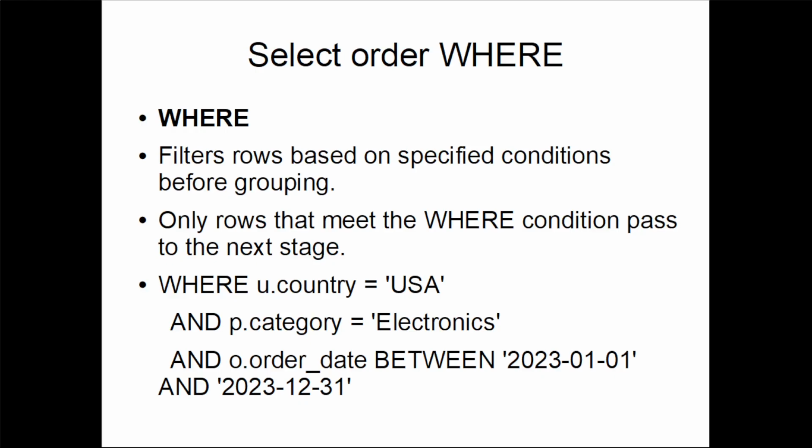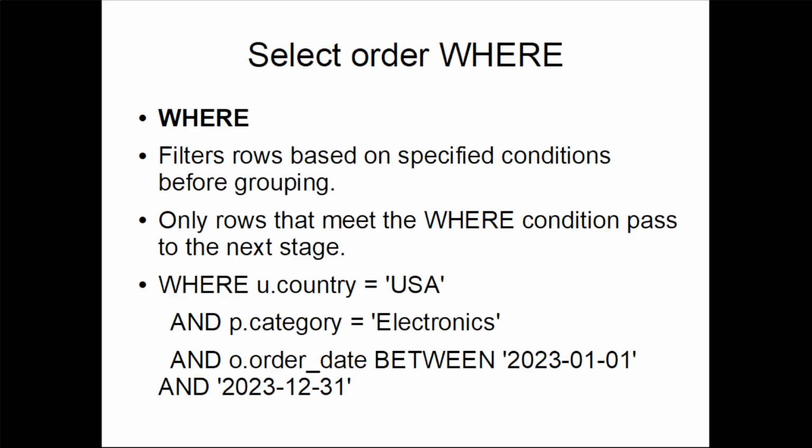Example: where u.country equals USA, and p.category equals electronics, and o.order_date between January 1, 2023 and December 31, 2023. The where clause filters this dataset to include only rows where the user is from the USA. The product belongs to the electronics category. The order was placed in 2023. Only rows that satisfy all these conditions, combined with AND, pass through to the select clause, which then picks the columns name, product_name, and order_date for the final output.